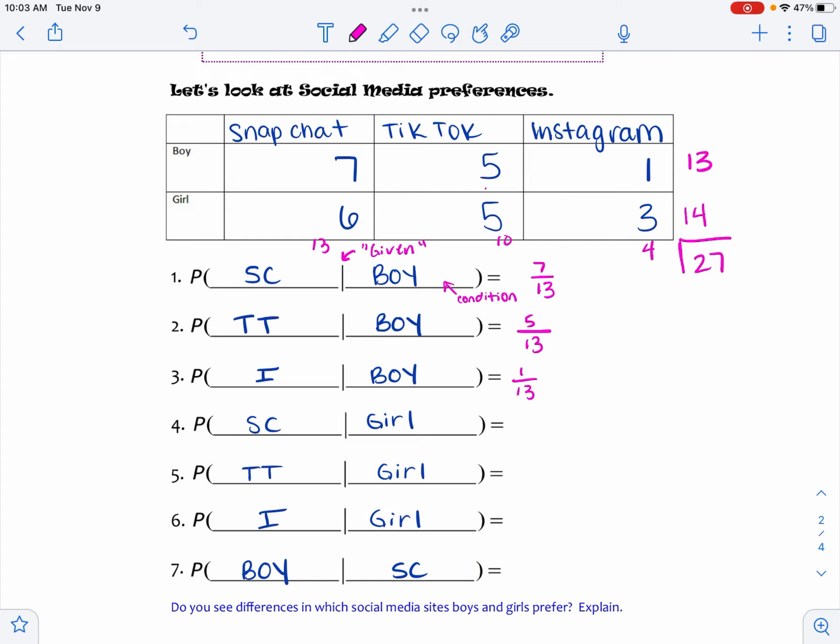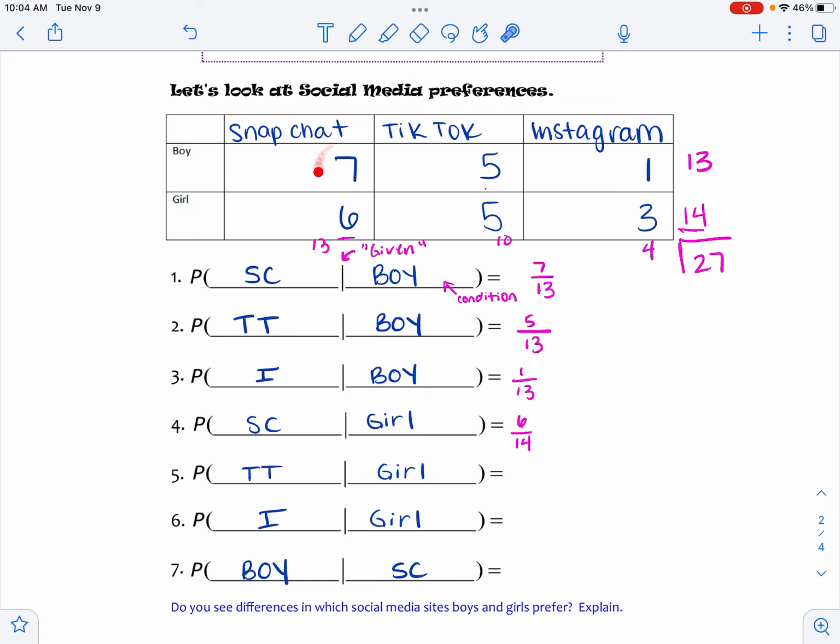Now, what happens when I change my condition? Now I just want to look at the girls. So how many girls prefer Snapchat? 6 out of how many girls total? 14. So notice that my denominator is changing because my condition is changing. And then I want to skip down to number 7. 7 says find the probability of being a boy given you like Snapchat. So in this case, I only care about the people who like Snapchat. So we can do conditional probabilities based on the preference as well. So given that you like Snapchat, what is the probability you are a boy?